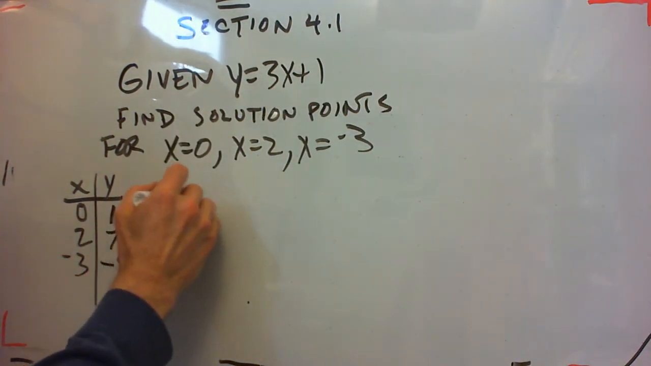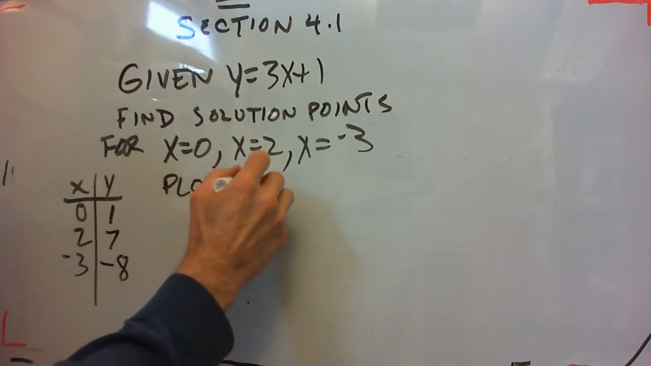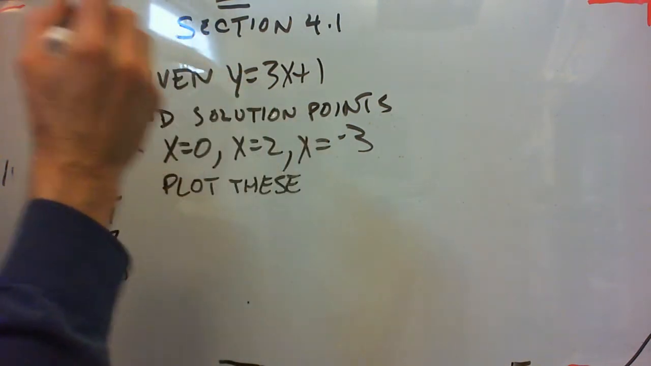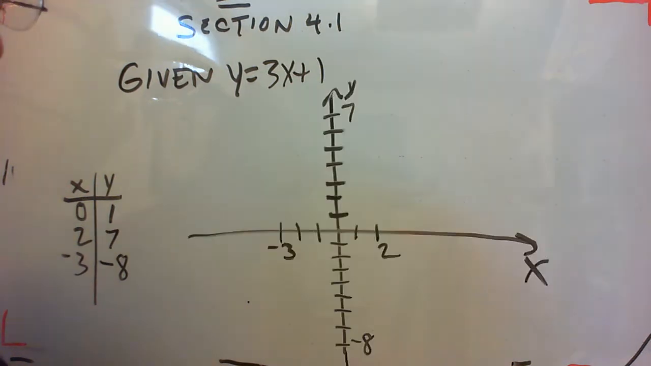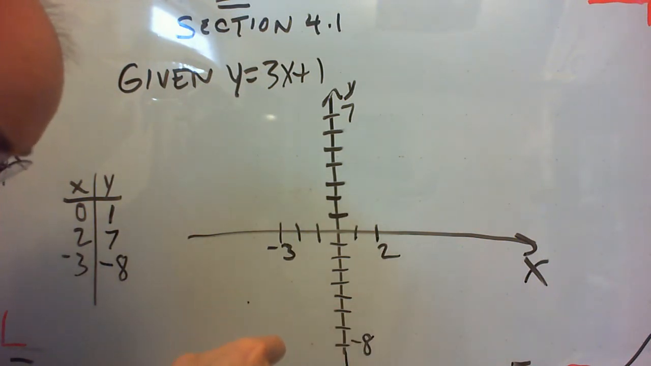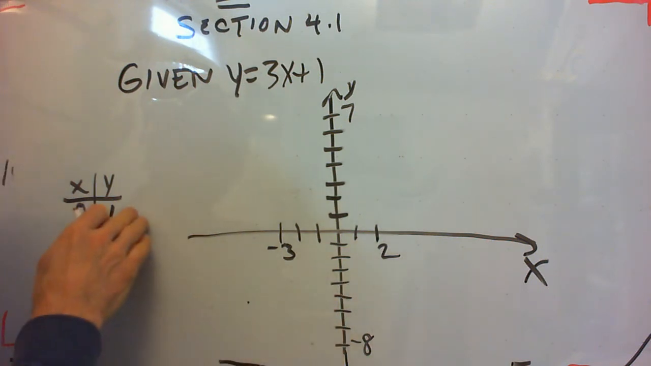Now we're also going to plot these, because that's part of this section, plotting points. So I'm going to construct a grid here, or a coordinate axis, and we'll plot these. Okay, so I've constructed my axis here. I paused the camera so you're not sitting around waiting for that. And we plot these points.